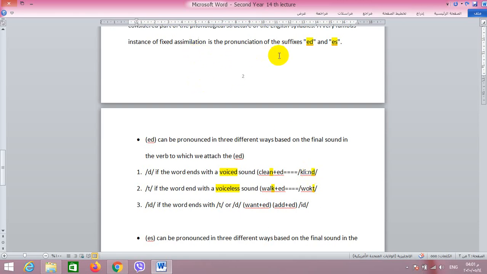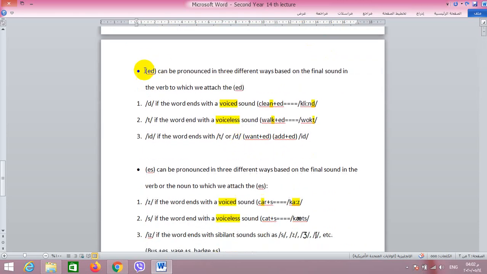Actually, the two examples I'm going to give about fixed assimilation are the pronunciation of ed or d and the pronunciation of es or s. These two morphemes are added or attached to verbs and nouns to change them. For example, if we talk about the ed, which is usually attached to the verb to make it past tense, this ed can be pronounced in three different ways.